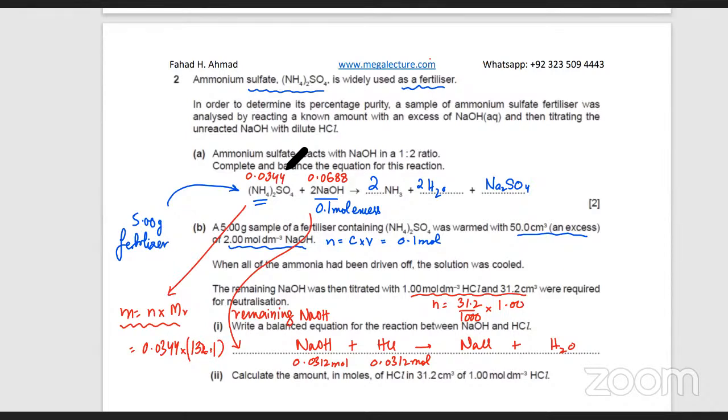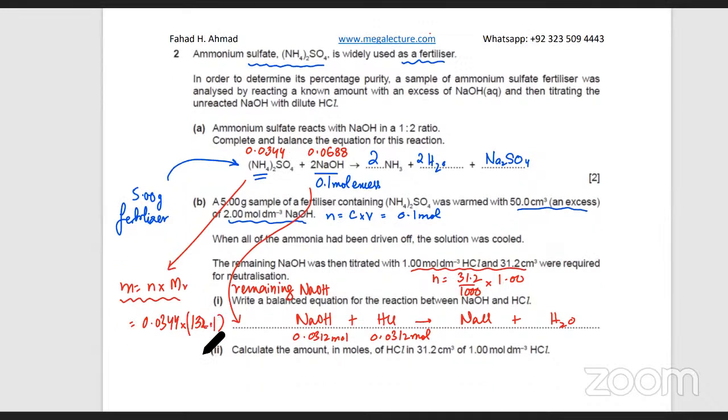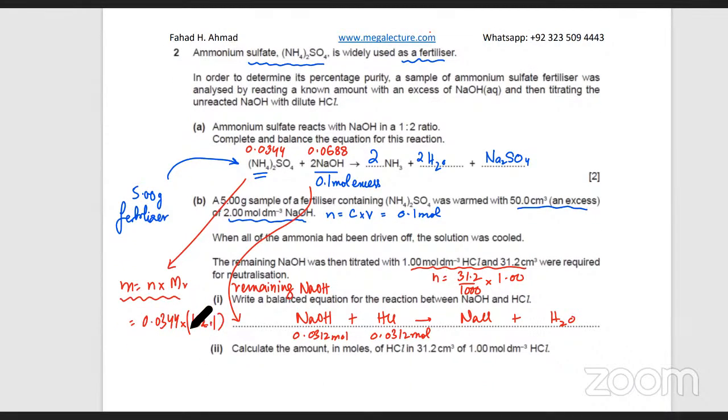You have to always make sure you're using the most accurate value. Sulfur is 32.1. So what's the answer? What's the mass? 4.54. So that is 4.54 grams.